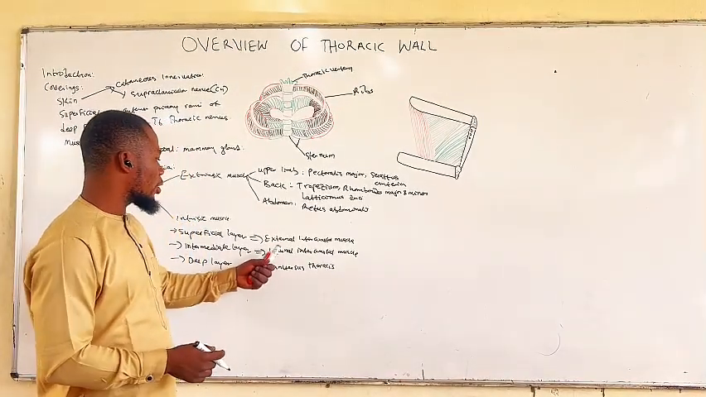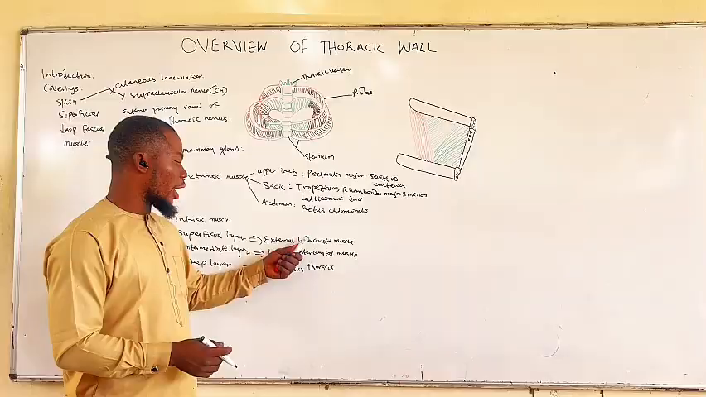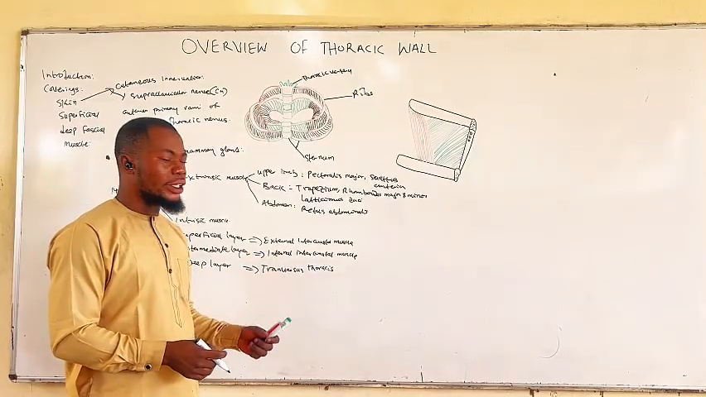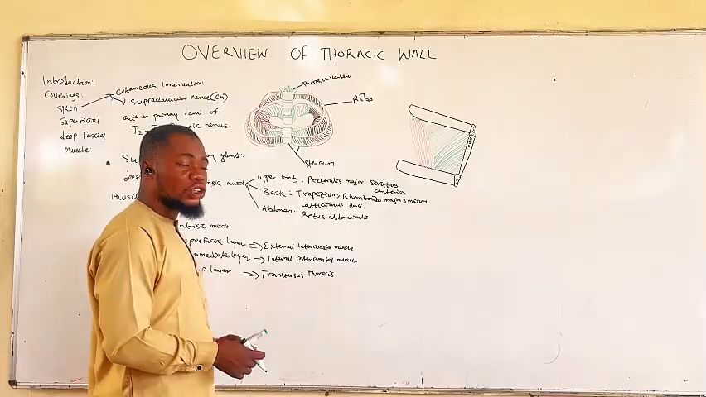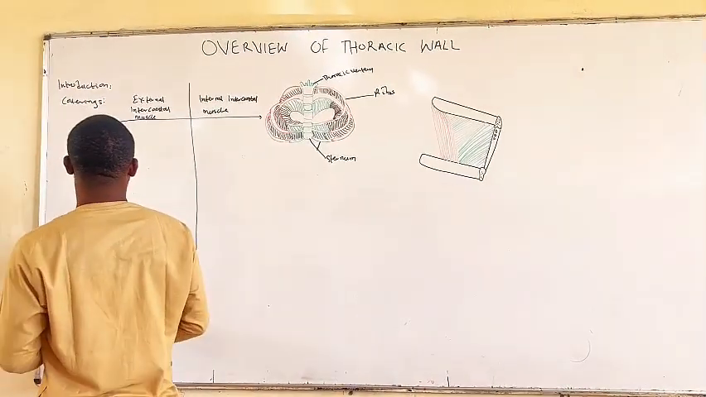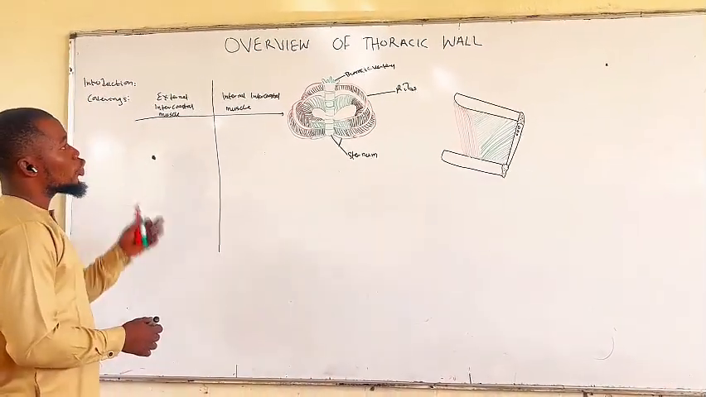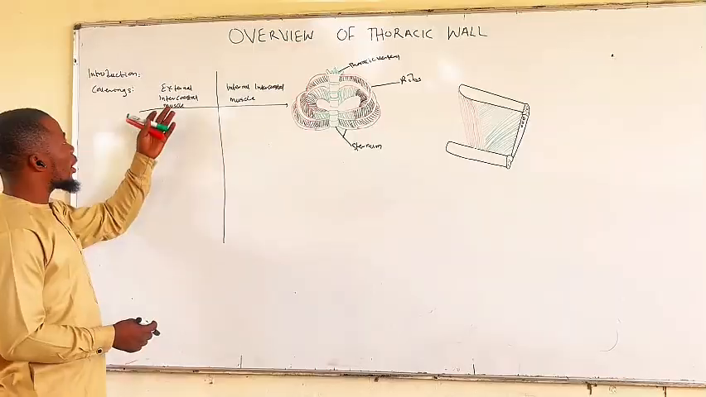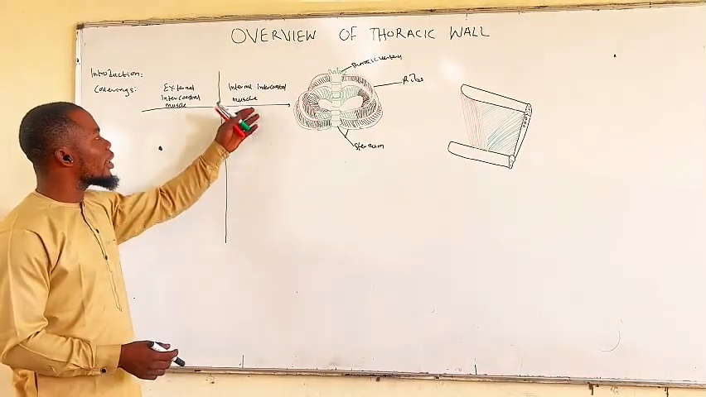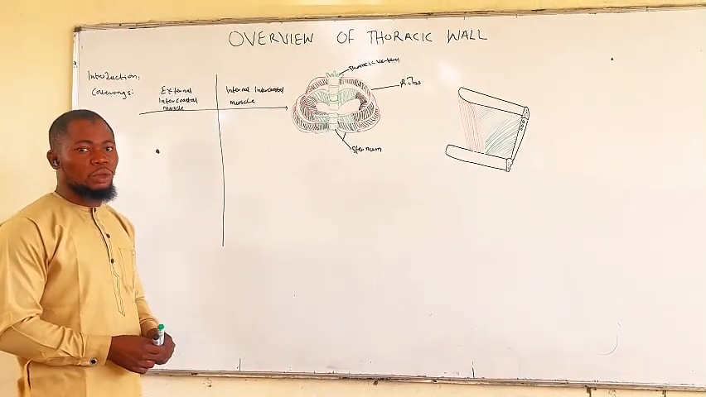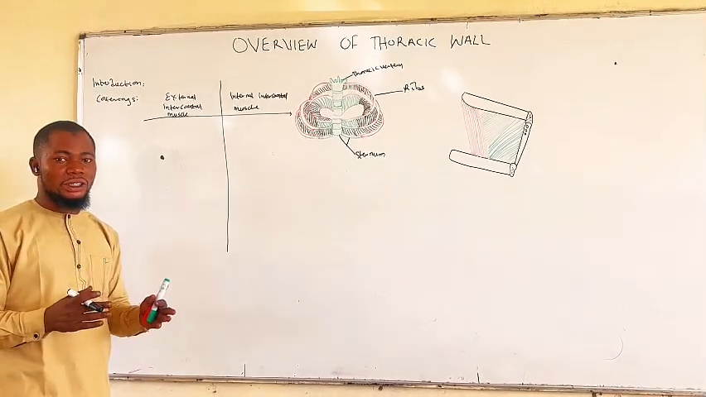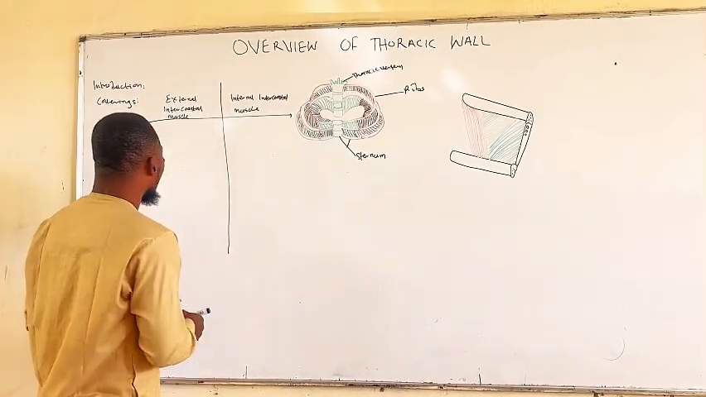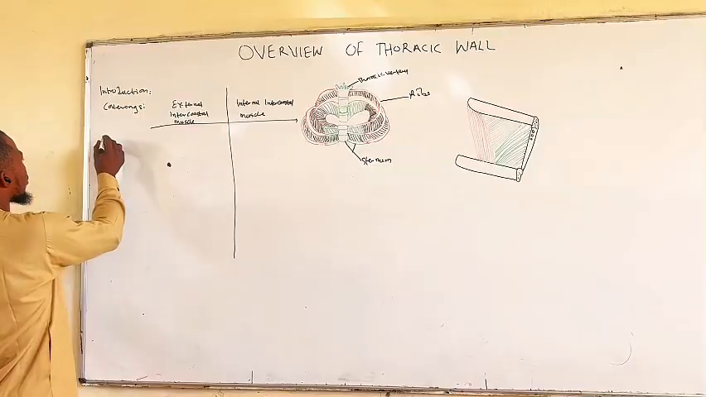Now, we have to look at each muscle, their extent, their origin, their insertion, nerve supply, as well as their function. The intrinsic muscles of the thoracic wall, we say they are the external intercostal muscle and the internal intercostal muscles. Now, we have to compare them because they have short differences related to them. Firstly, we should know their extent.